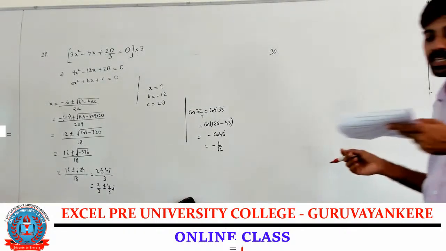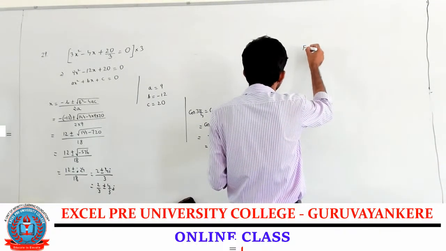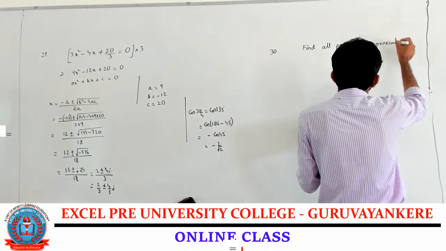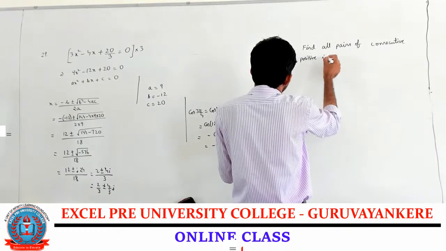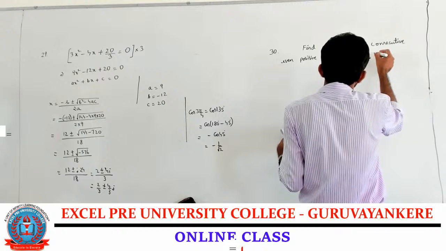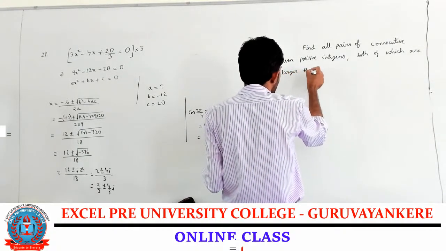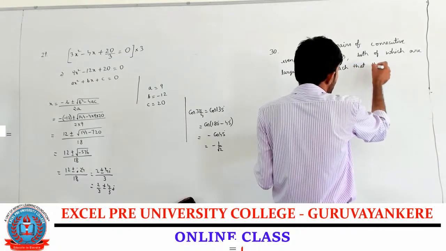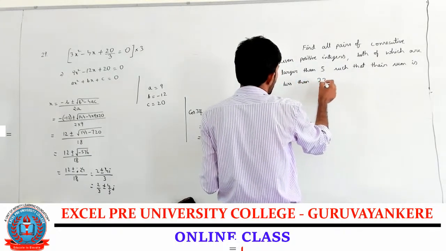Find all pairs of consecutive even positive integers, both of which are larger than 5, such that their sum is less than 23.